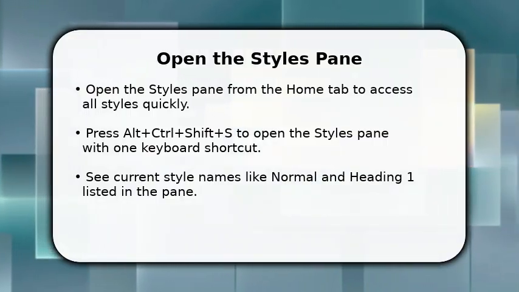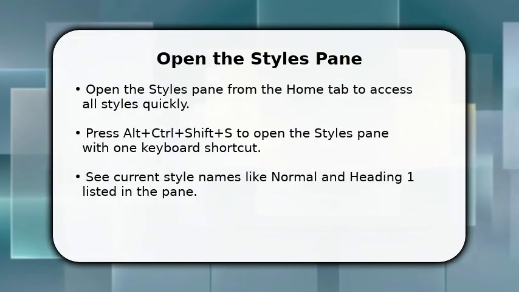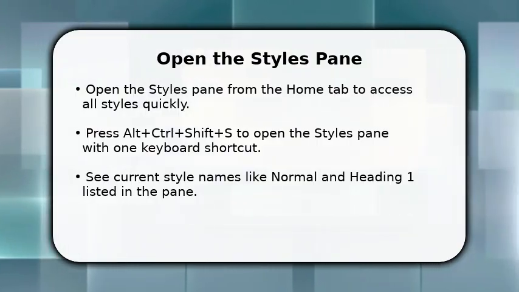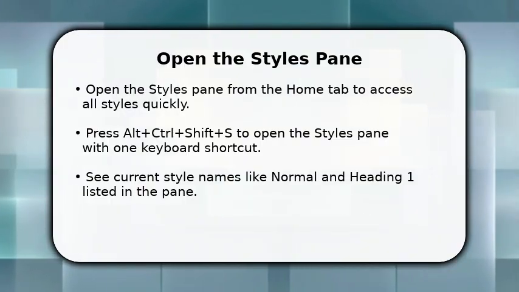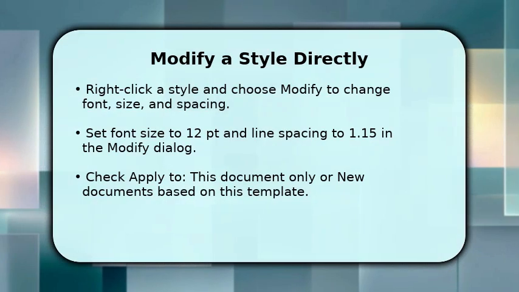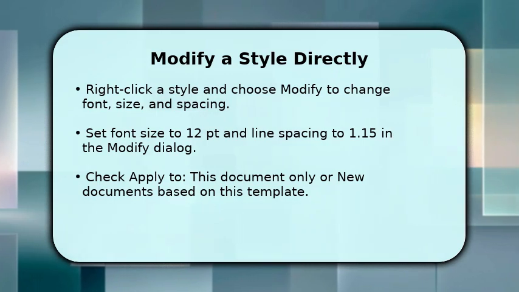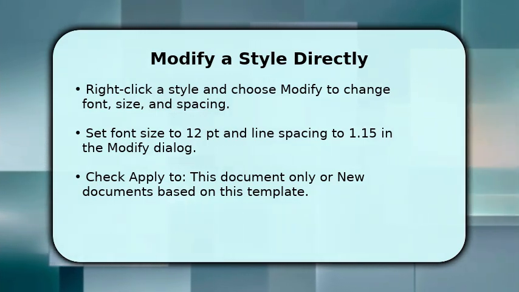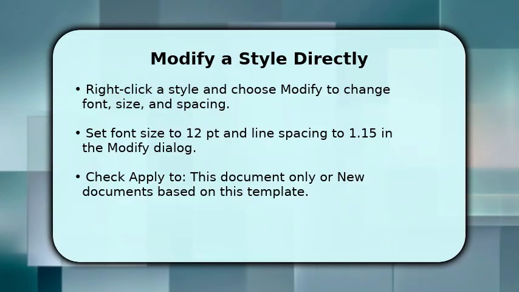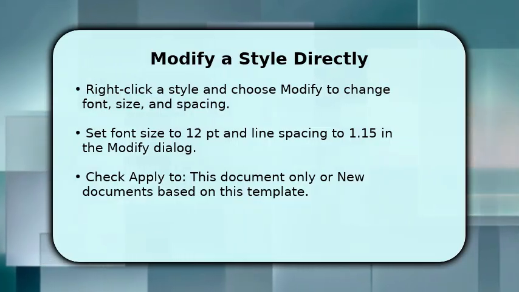You will see names like Normal and Heading 1 displayed. Keep the pane open while you modify any style settings and preview live updates. Right-click the style name you want to change and choose Modify from the menu. In the Modify dialog, set the font size and paragraph spacing directly.